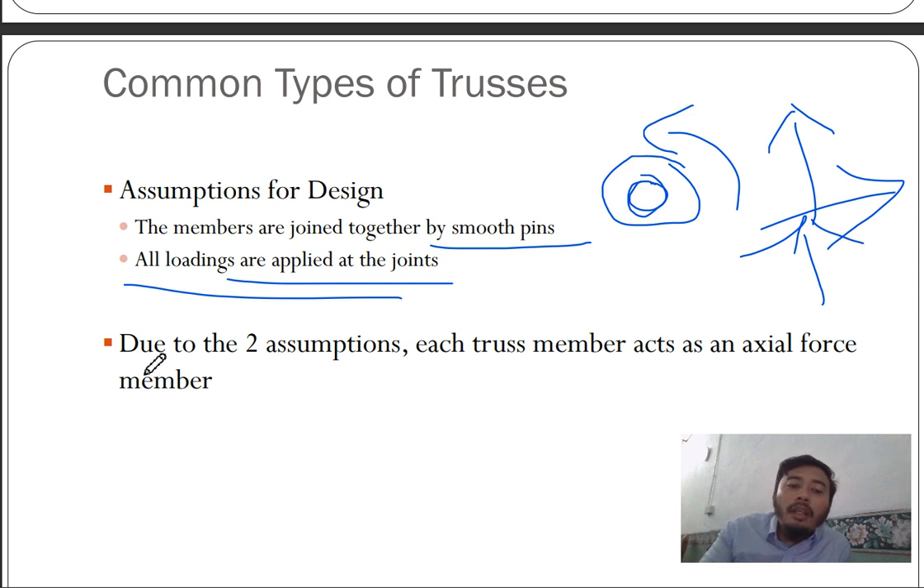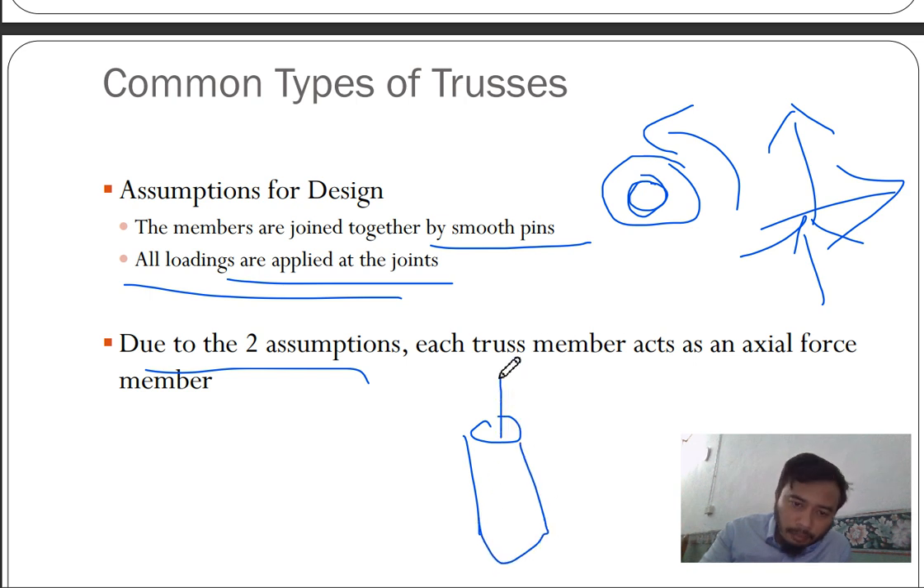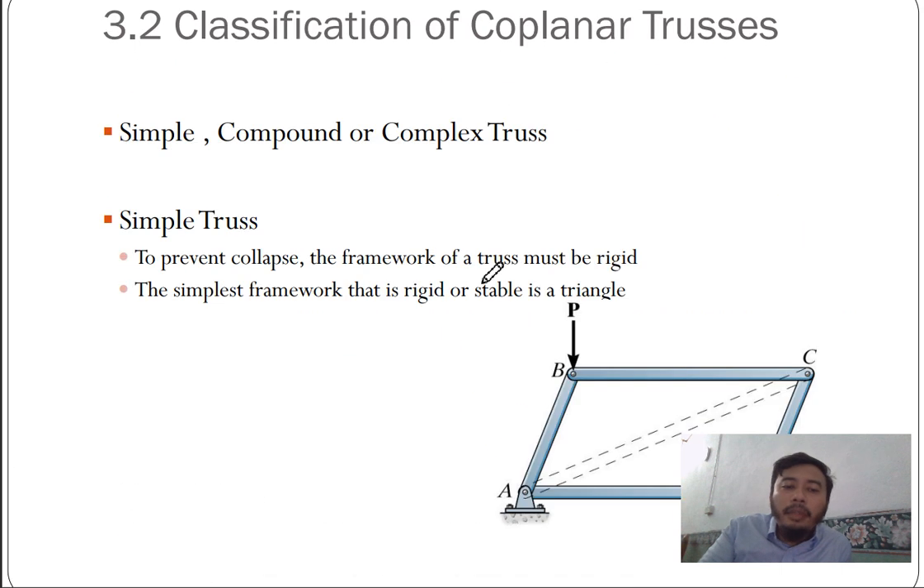Due to the two assumptions, each truss member acts under axial force. So your tie rod, for example, the force is acting actually at the axis of the member. So there will be no moment.